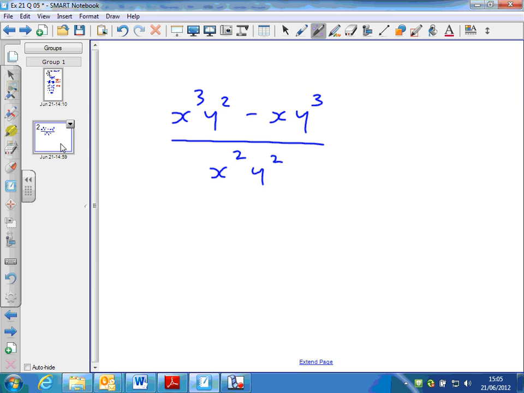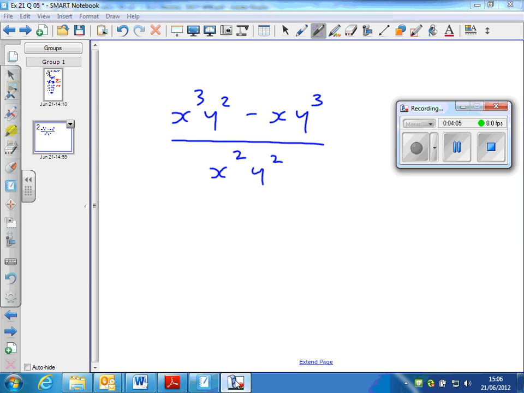Okay. Have a look at this one here. Very similar question. Simplify this expression. And the solution follows at the end. So pause this video clip and then have a go at this, and then the solution follows.